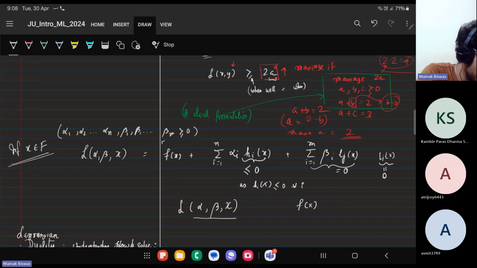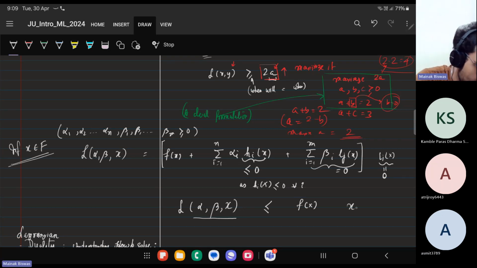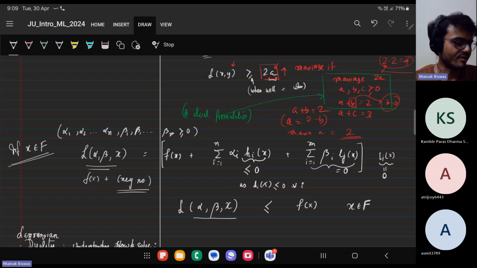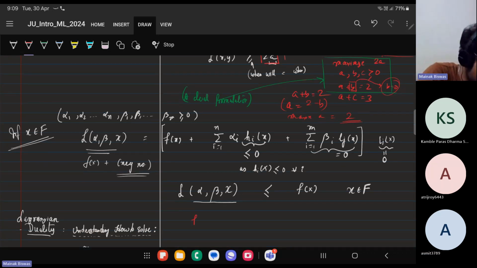So the right hand side is lesser than f of x because you're adding a negative number to f of x. Yes, right answer. The right hand side, for x belonging to the feasible set, because L is f of x plus some negative number. Understood. So it has to be less than f of x. Now my question to you is, do you also see f of x? So I'm writing this again.